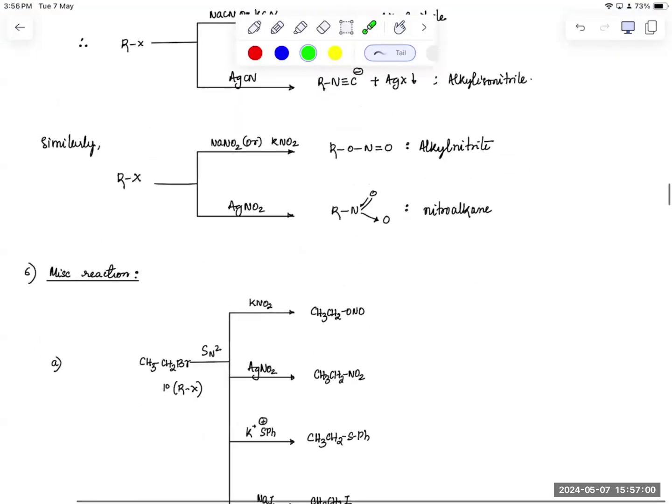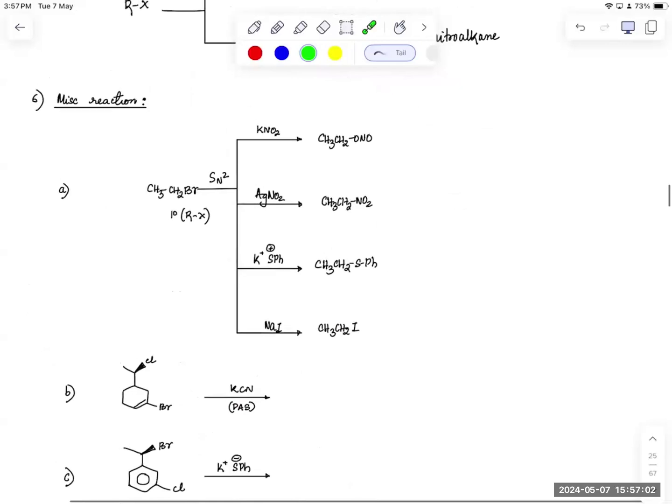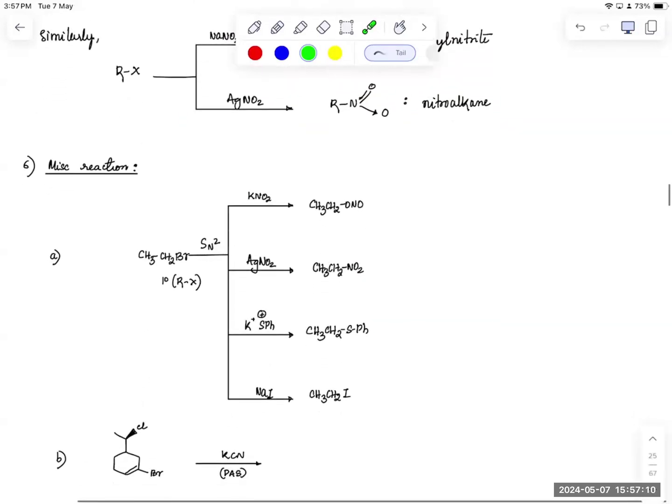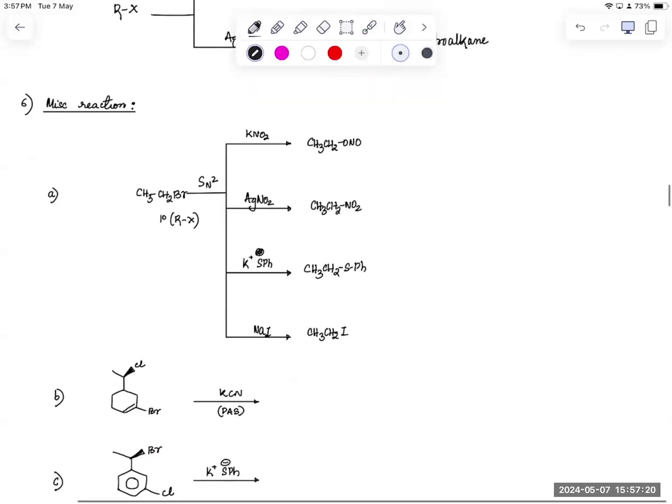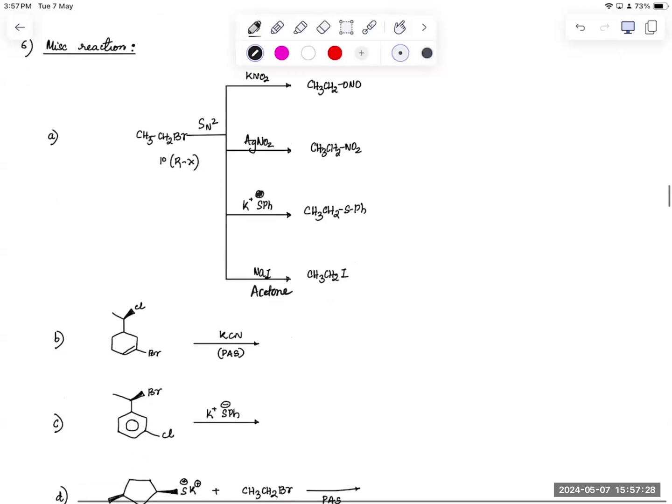So miscellaneous reactions: if you notice, CH3CH2Br, if you treat with KNO2, you'll get alkyl nitrite; with AgNO2, nitroalkane. K plus and SPh: so we'll get S minus here, so that will become SPh getting attached. NaI, you'll get this as NaI in acetone. So that will come out as CH3CH2I.